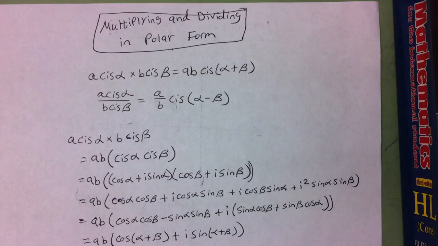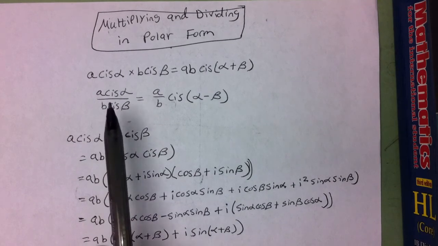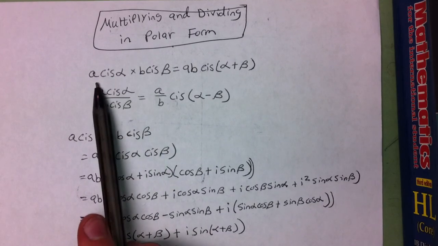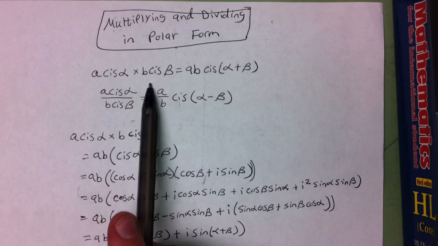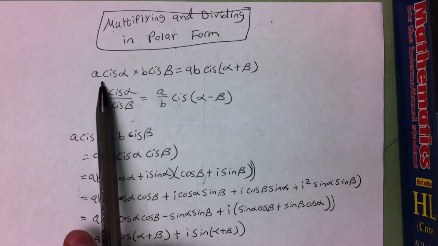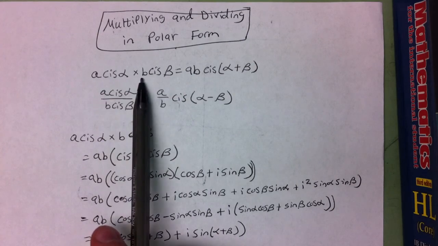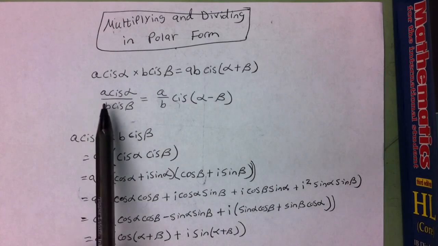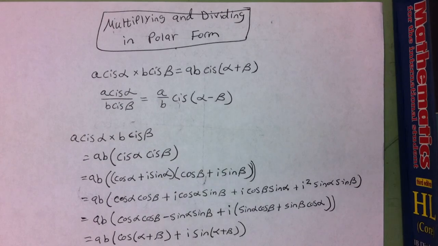So multiplying and dividing complex numbers in rectangular form can be a little bit complicated. So that's why we use polar form to multiply them, because it's much easier. All you do when you're multiplying two complex numbers together in polar form, if we have our first complex number a cis alpha and our second one b cis beta, all you do is multiply the moduluses of each individual one together, and then you add the arguments. And when you divide, you divide the moduluses and subtract the arguments.